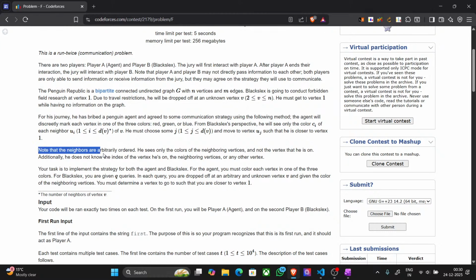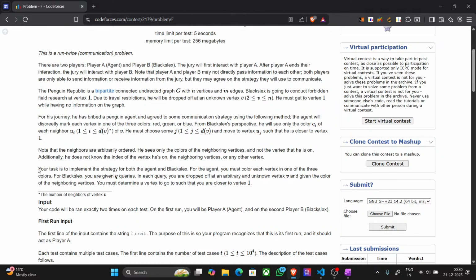Note that the neighbors are arbitrarily ordered. He only sees the color of the neighboring vertices and not the vertex he is on. So he cannot see the color of the vertex he is standing on, but he can see the color of the vertices that are the children of that particular vertex. Additionally, he doesn't know the index of the vertex he is on, the neighboring vertex, or any other vertex. He cannot identify the node number.